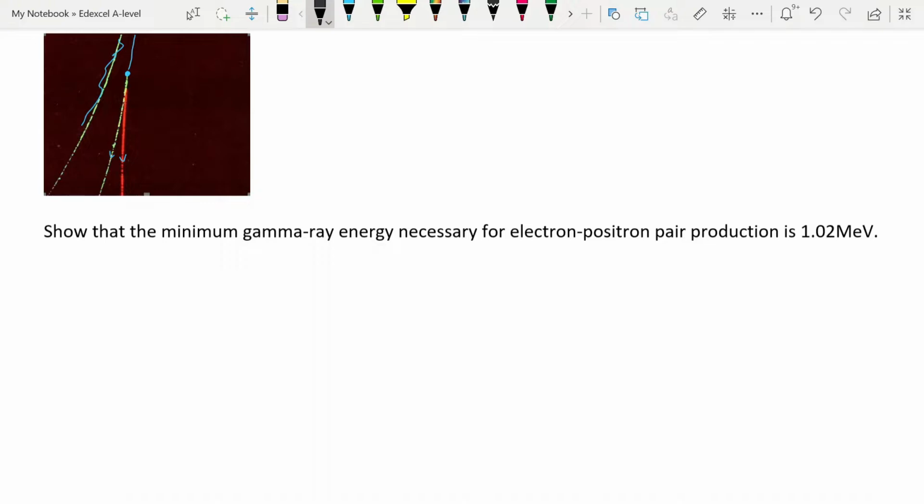So in order to produce an electron-positron pair, always in pairs, show that the minimum energy needed is 1.2 mega electron volts. Okay, so the mass of an electron is given in our data. It's something that we should be familiar with, 9.11 times 10 to the minus 31 kilograms. So if we're going to produce an electron-positron pair, then we will need to multiply that by 2 because that's the amount of mass that we're going to produce, giving us, obviously, 18.22 times 10 to the minus 31 kilograms.